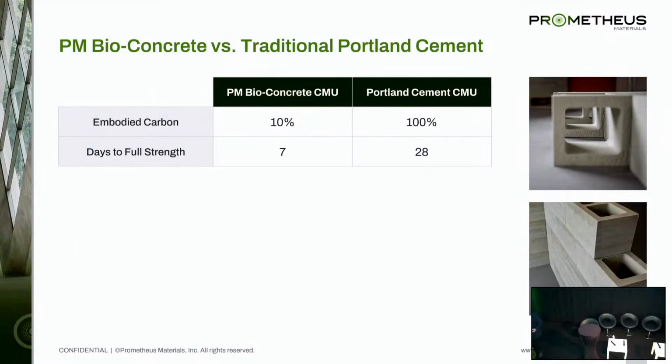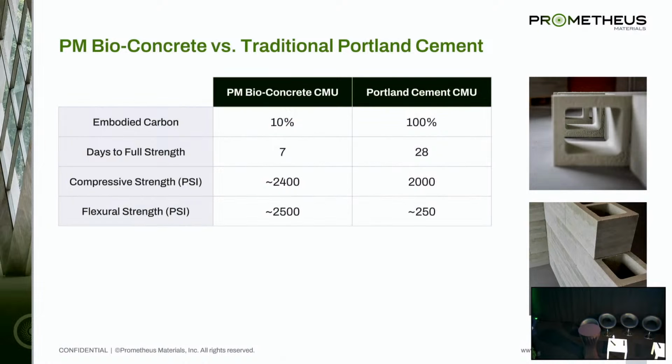From a curing process, we cure over a 7-day period, where concrete is typically considered to be curing over a 28-day period. Our compressive strength is right in line with what's required for concrete masonry units, which is what we're initially producing, at about 2,400 PSI. What's really interesting here is the flexural strength. Concrete is typically considered to have a flexural strength of about 250 PSI. Early testing on our product has us at 2,500, so an order of magnitude higher than what you see with concrete.